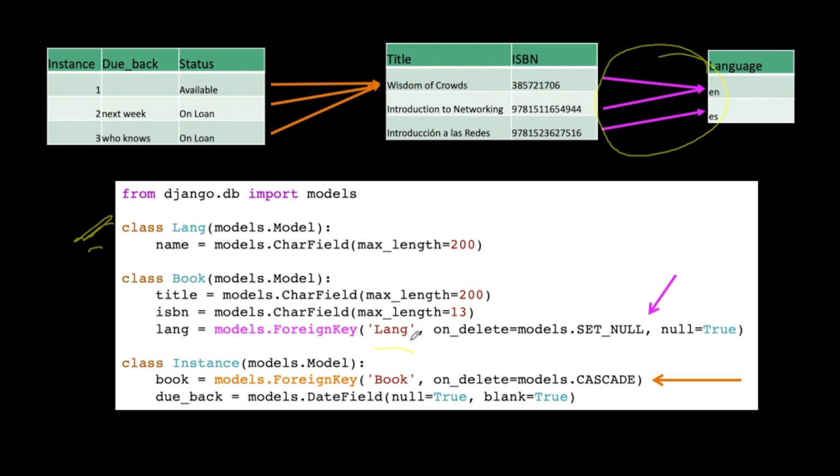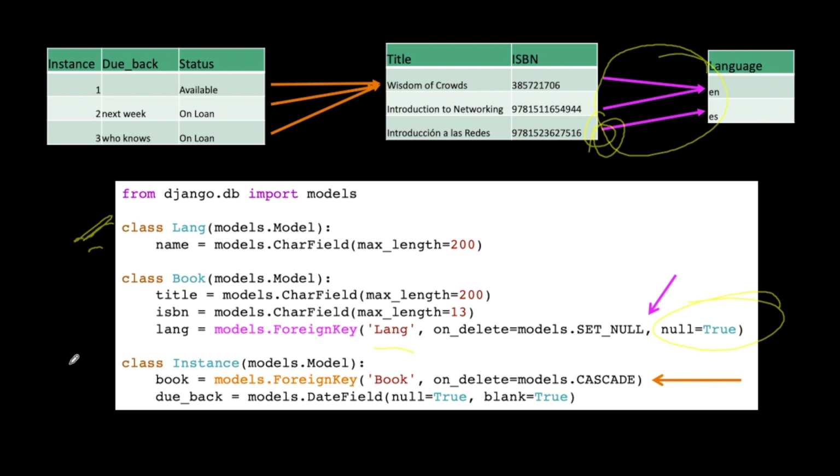And then we have a couple things. I'll talk about onDelete in a second, and then null equals true is whether or not it's required. What it's saying when null is true is we're allowing emptiness. So that means it's possible to have a record in the book table that doesn't have a language. And that's what we're saying when we're saying null equals true.